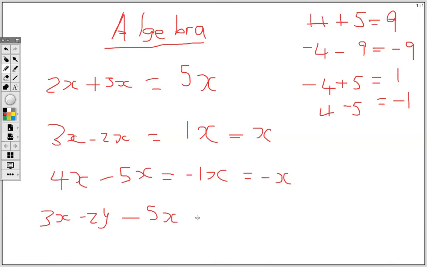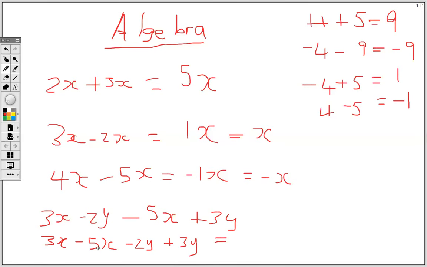But suppose we have 3x minus 2y minus 5x plus 3y. Suppose we have that. This is where we say we group like terms. So the 3x minus 5x, then we have minus 2y plus 3y. So let us simplify.